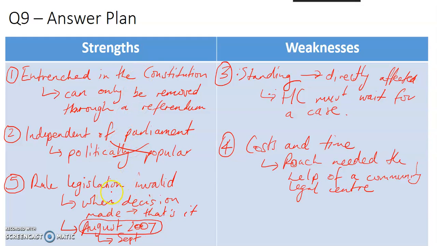At each of these points, when I'm talking about the High Court, it's really easy for me to use Roach, especially point number 5, point number 4. I could use it in point number 3 as well. Only point number 2.